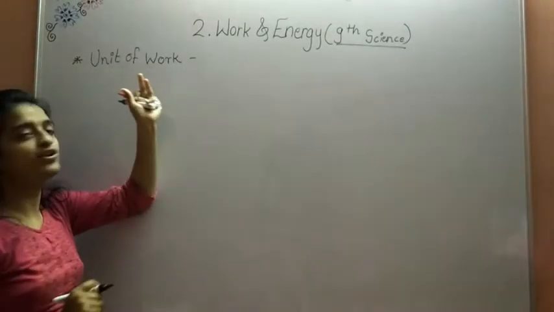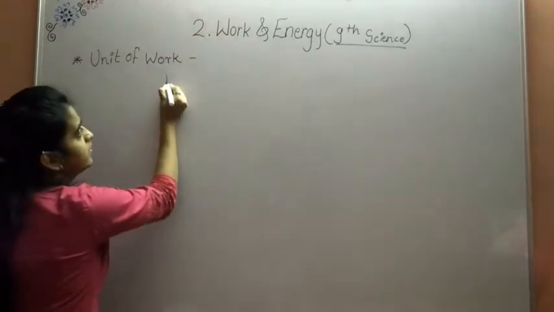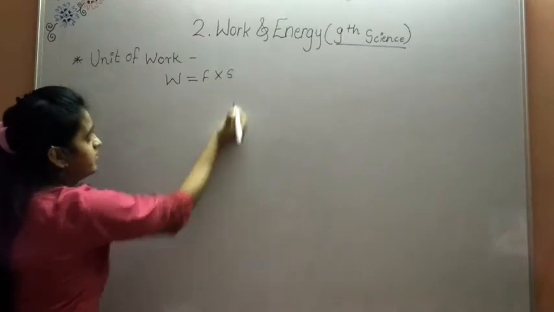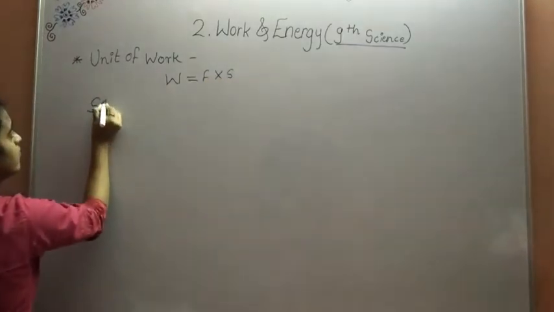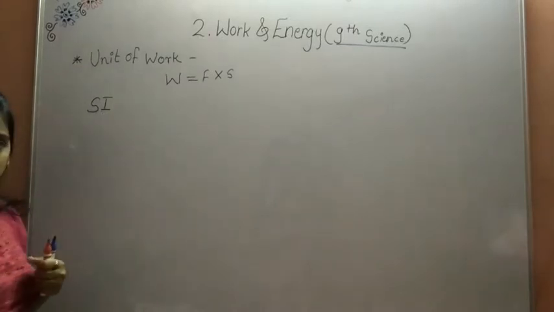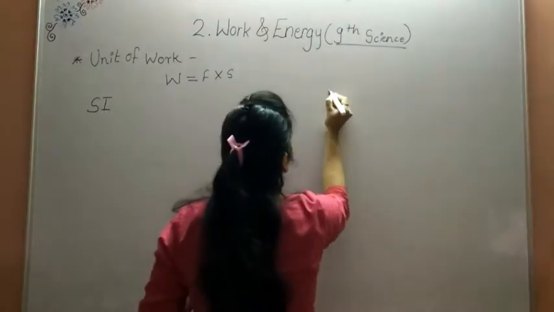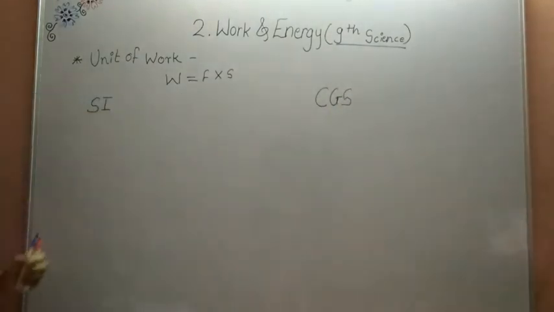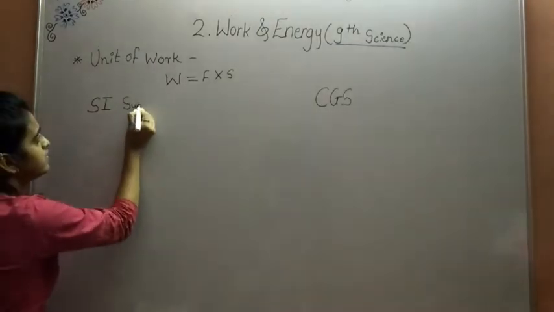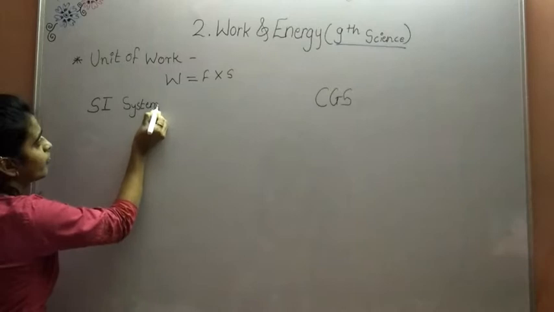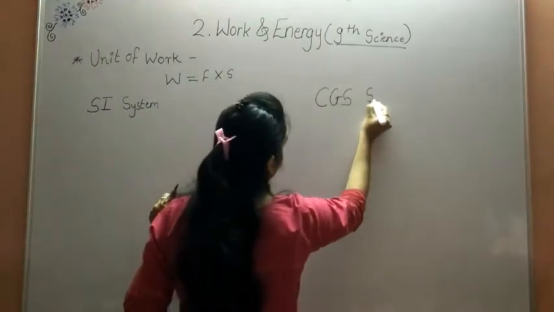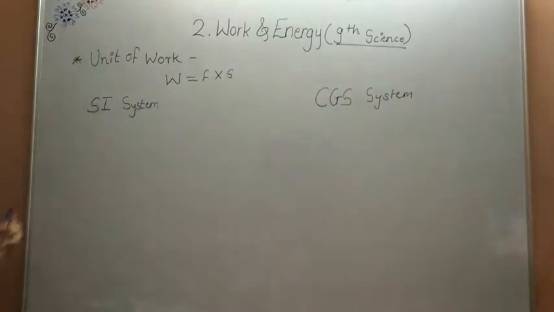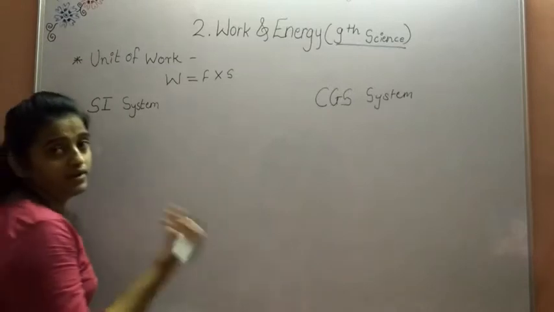Next we discuss the unit of work. The first expression is W, work, equal to force into displacement. We find the amount of work done in the SI system, meaning the international system of units, and in the CGS system, centimeter gram second.